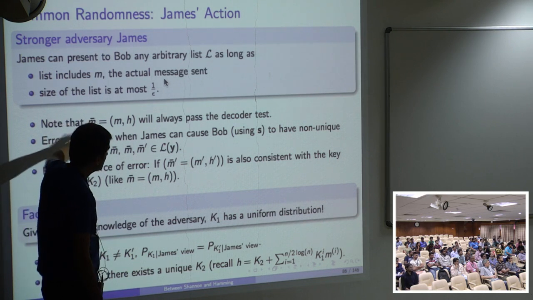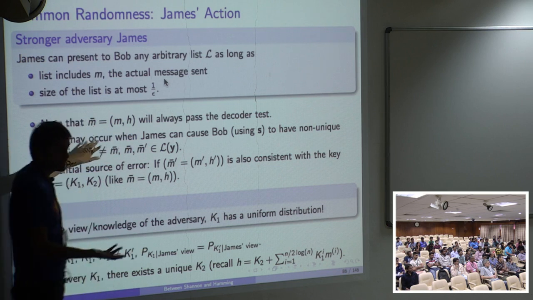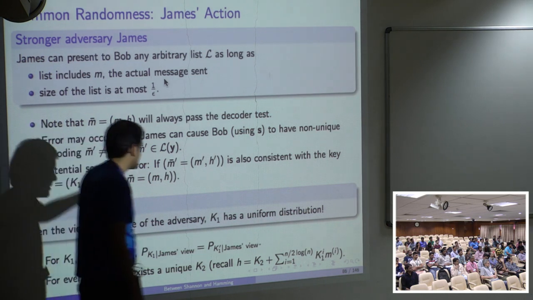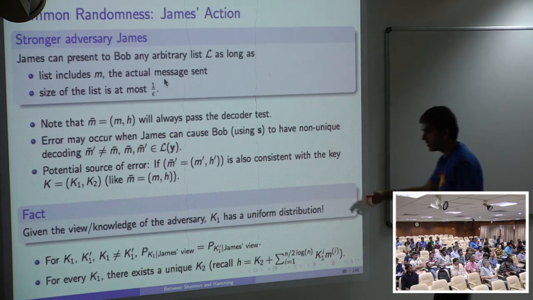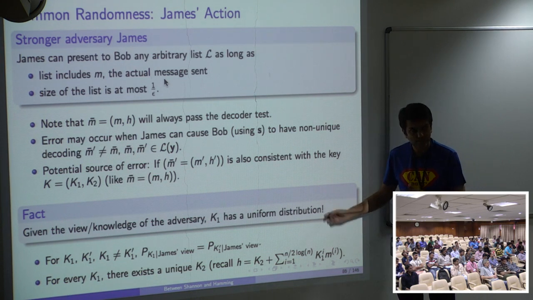So the true message will of course always pass the disambiguation test. The question is, what's the probability that something else will? And if there's something else that's consistent, then you have a problem. Now, here's an important fact. It's actually a little bit subtle, and can be a little bit confusing. So let's just go a little bit slowly here.